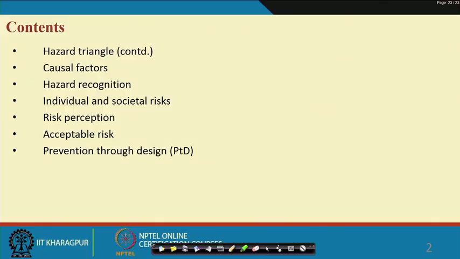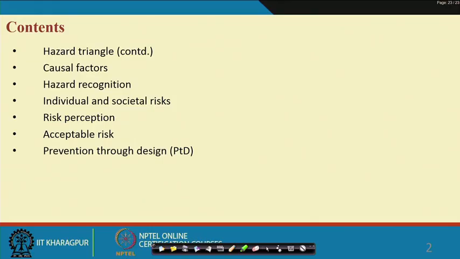primarily the hazard theory, and then we will discuss some more topics like causal factors and hazard recognition. If you see this slide: hazard triangle, hazard theory, then causal factors, hazard recognition, individual and societal risk, risk perception, acceptable risk, prevention through design. These are a few terms, terminologies, concepts which are very much pertinent to safety engineering.